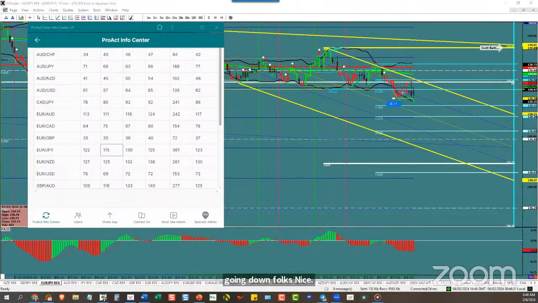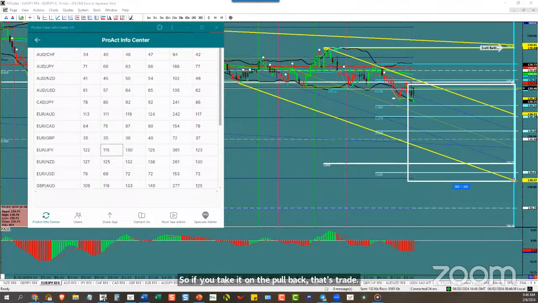It's going to be you can do it on the pullback here if you want. All right. So if you take it on the pullback, that's trade one. This is the whole trade. Let me put the whole trade on here, right there. All right.